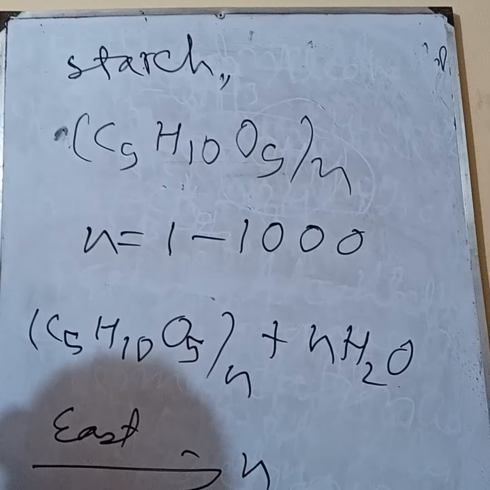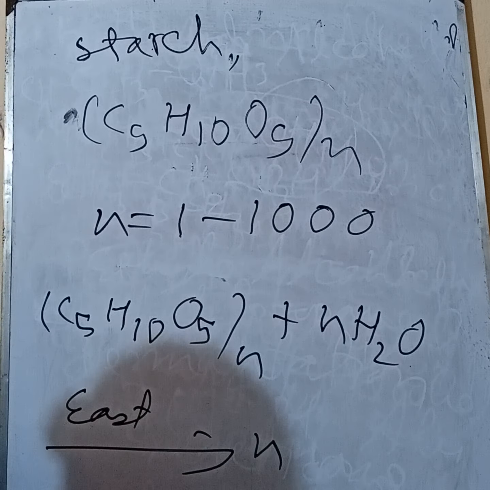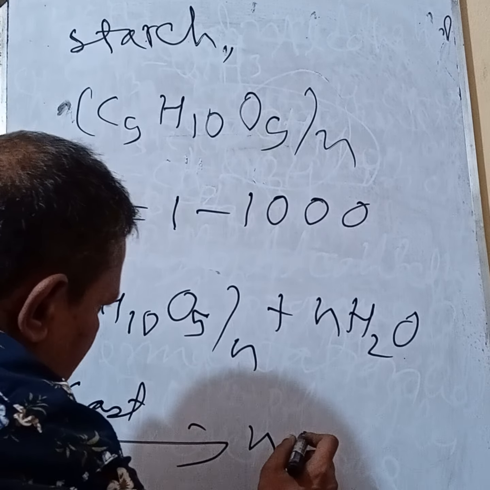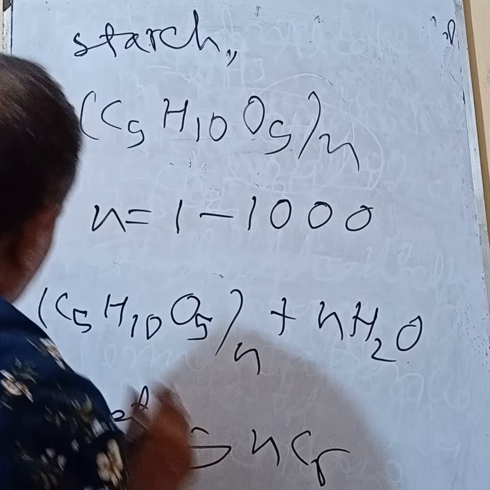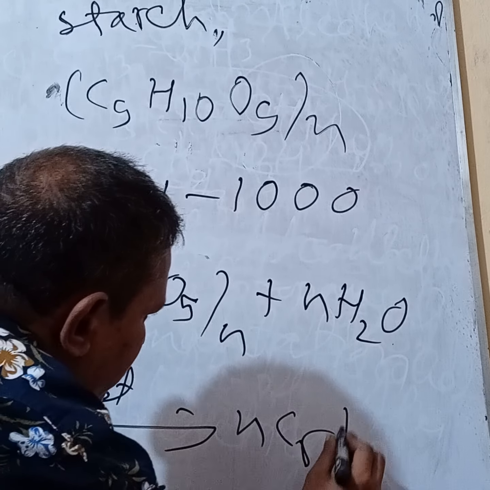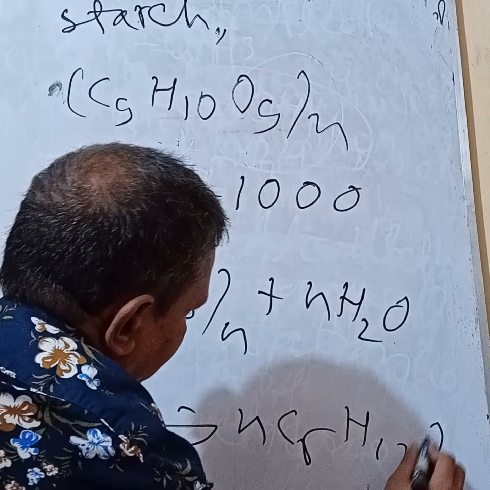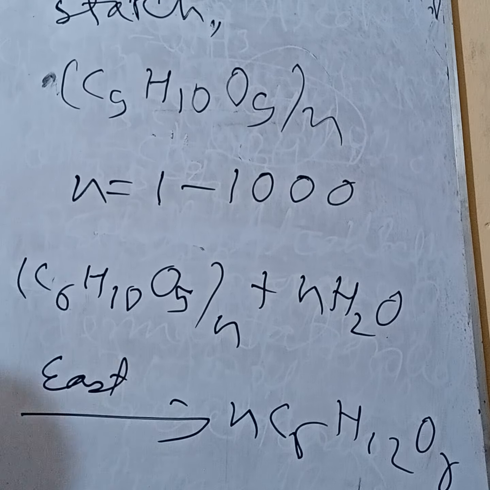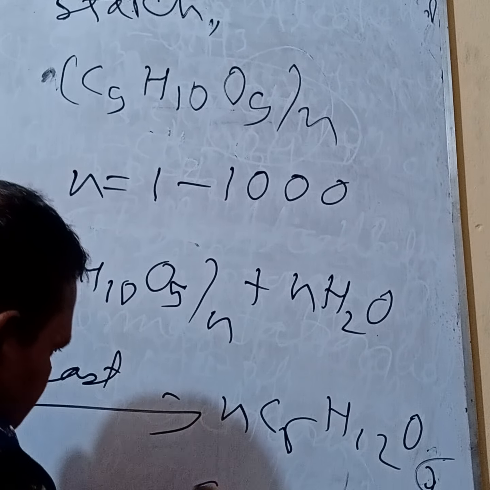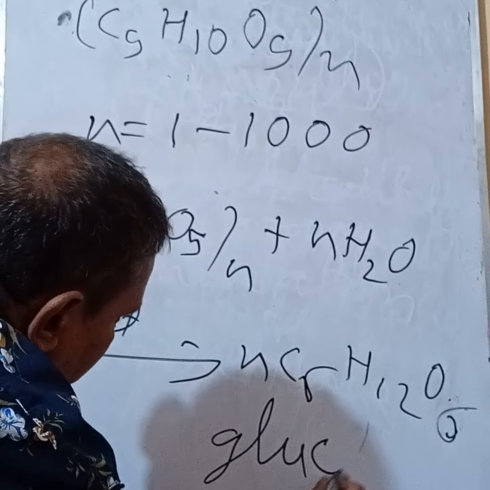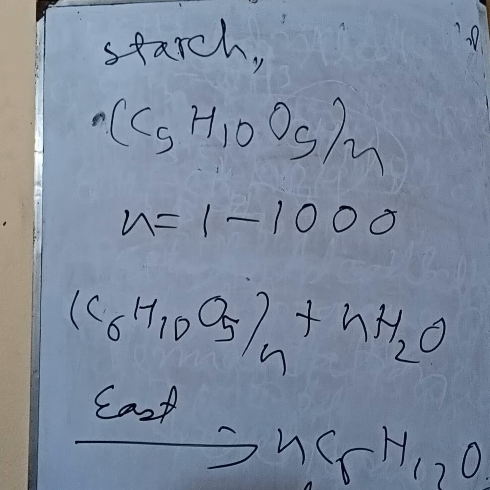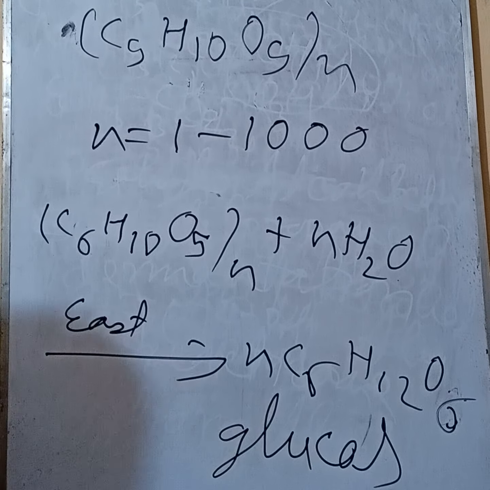Now C6, sorry, there is a mistake. C6 H12 O6. What is this? C6 H12 O6. Maybe glucose, fructose. So I have glucose. And C6 H12 O6 is glucose, its formal name.